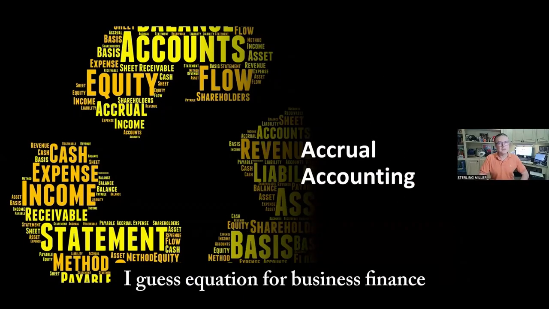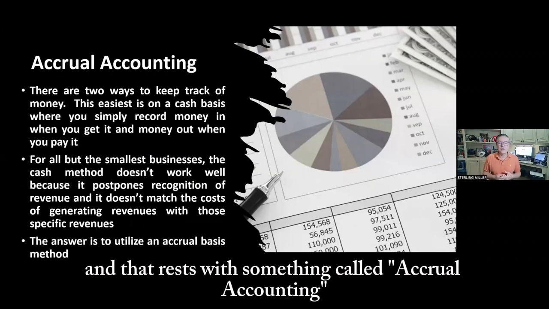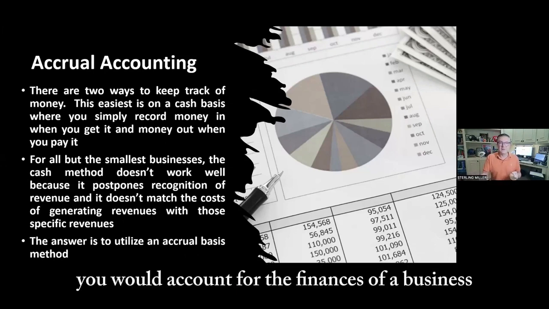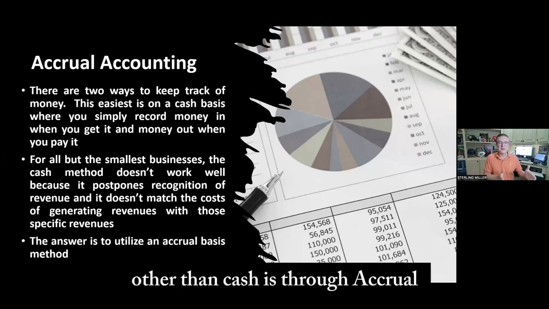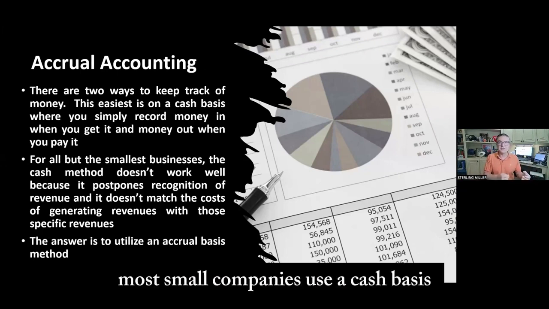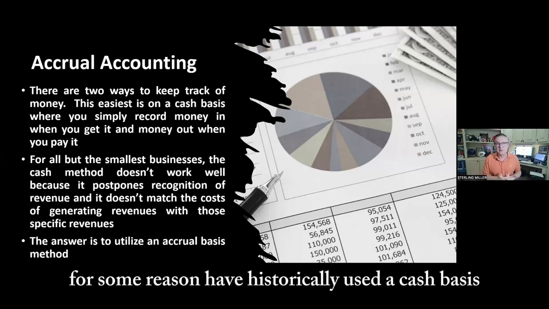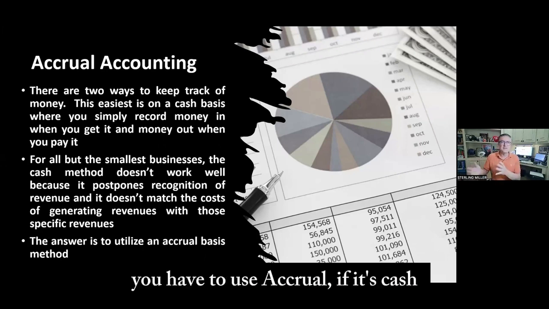I guess the equation for business finance rests with something called accrual accounting. What this means is that the other way you would account for the finances of a business, other than cash, is through accrual. Most small companies use a cash basis. Law firms, for some reason, have historically used a cash basis. If you are publicly traded, you have to use accrual.